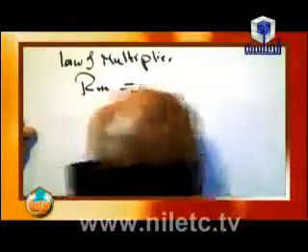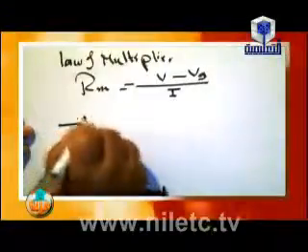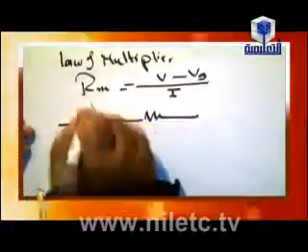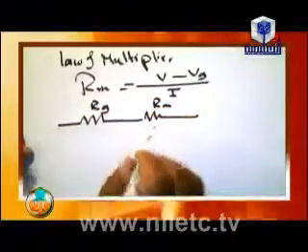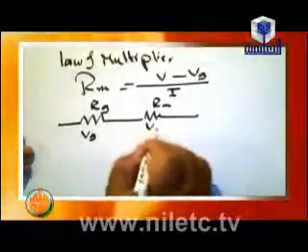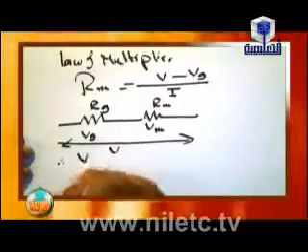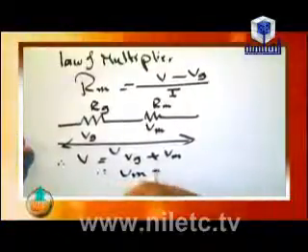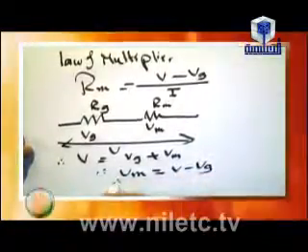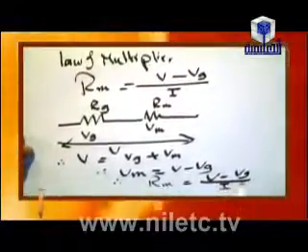Rm equals V minus Vg over I. The drawing: Rg and Rm are connected in series, so Vg and Vm. The total voltage is equal to V. Then V equals Vg plus Vm, so Vm equals V minus Vg. Then Rm equals V minus Vg over I. This is the law of the multiplier.